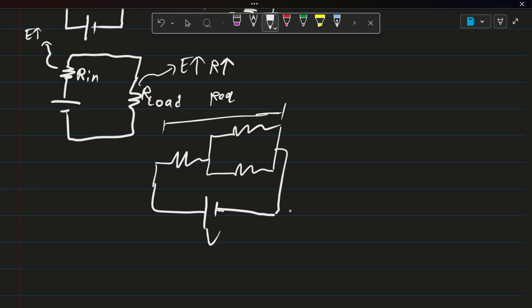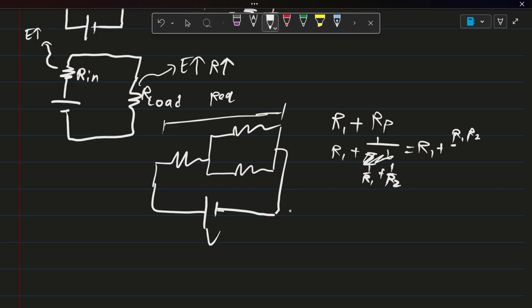Or another way for you to do it is to do it mathematically. So this R equivalent here is pretty much R1 plus this R of the parallel, right? And this R of the parallel can be written as 1 over R_P, or the sum of, no, not really, it's 1 over R1 plus 1 over R2. So you would get R1 plus R1 R2 over R1 plus R2. And this is the equivalent resistance.